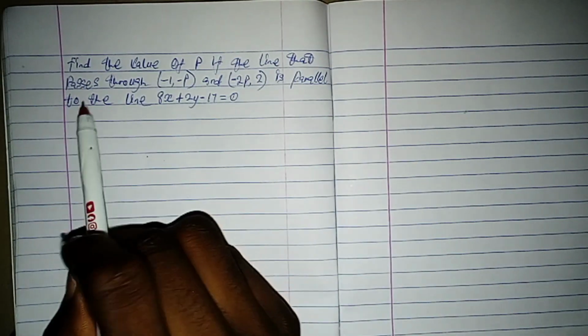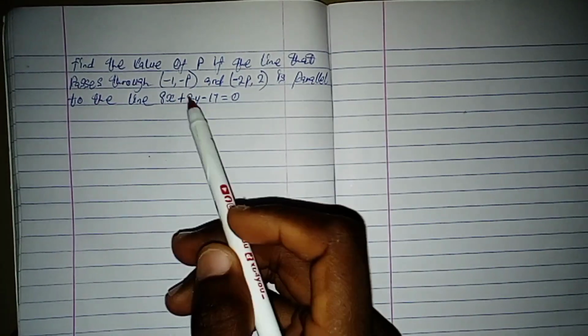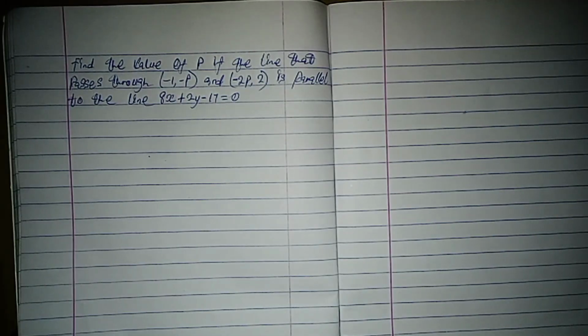Okay, we have this question here. It says find the value of p if the line that passes through (-1, -p) and (-2p, 2) is parallel to the line 8x + 2y - 17 = 0.